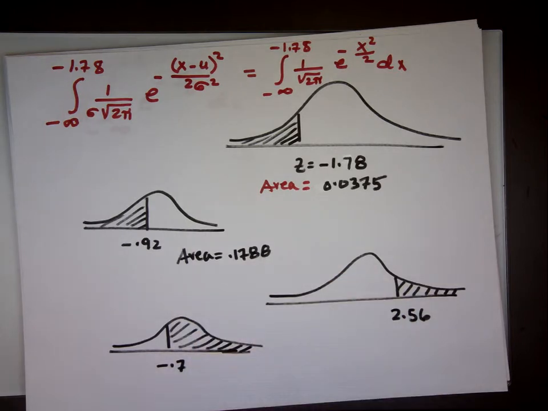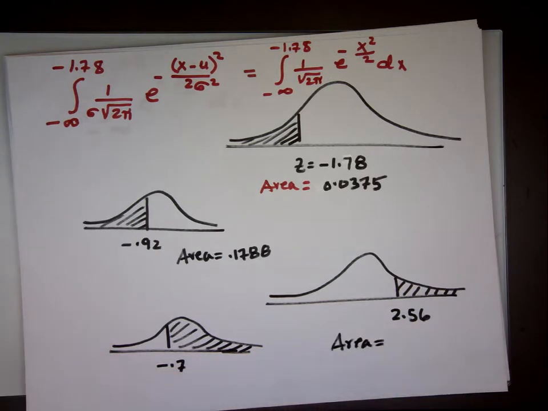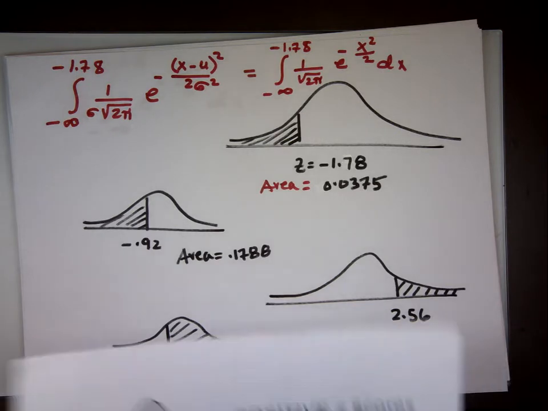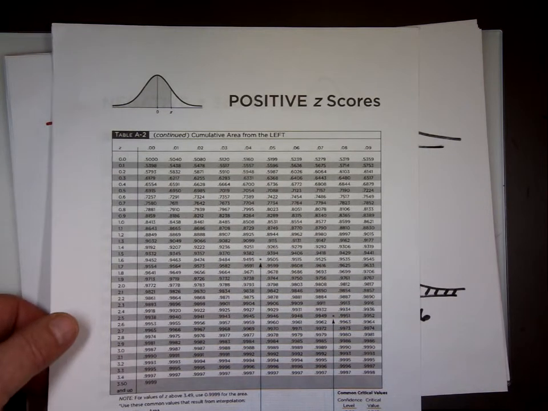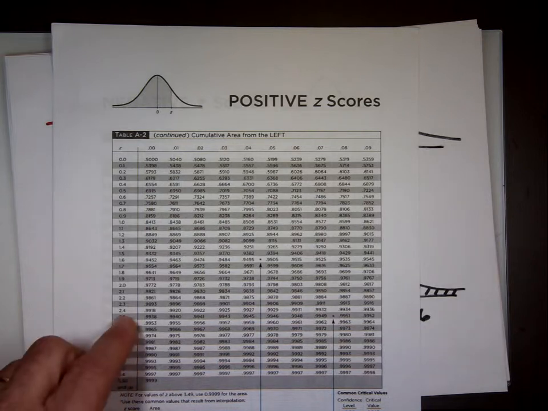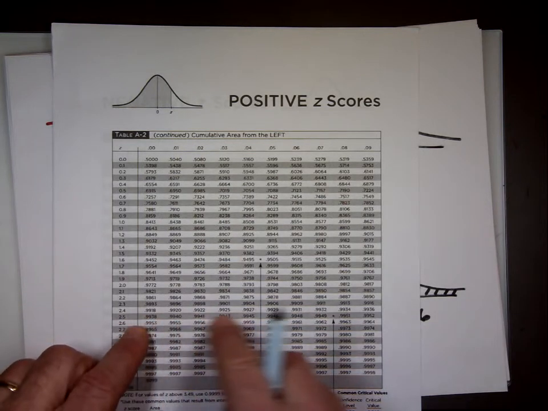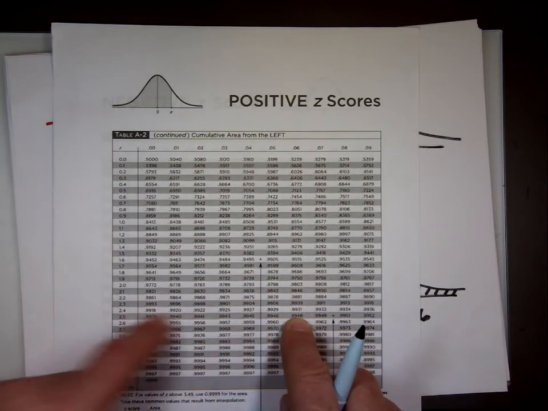What about this one? 2.56 to the right. Is that a positive value or negative value? Positive. So I got to use the positive z-score. 2.56. There's the positive z-score. Where is the 2.56? This is 2.56. That's the 5.6. The 6 here, the 2.5. And that's 0.9948.